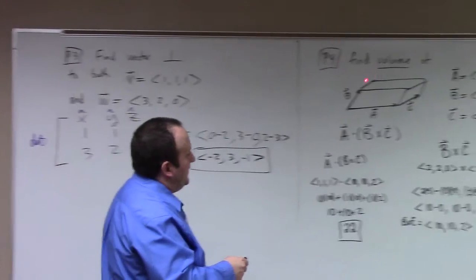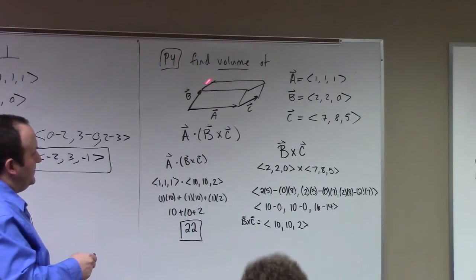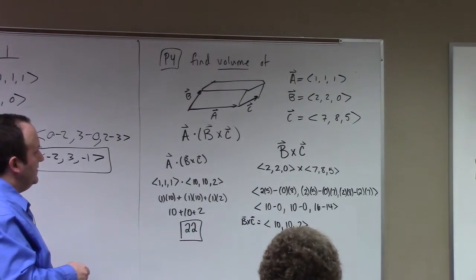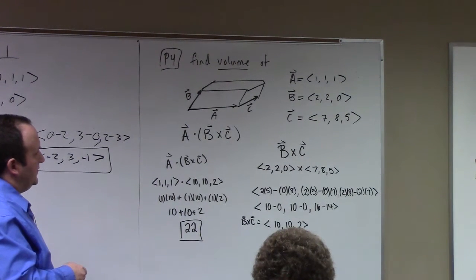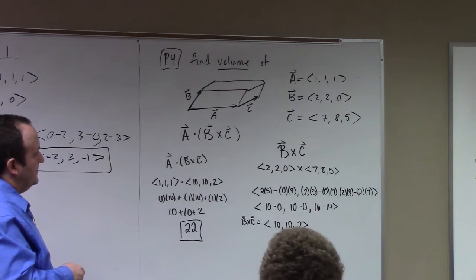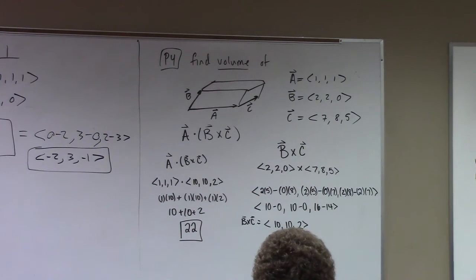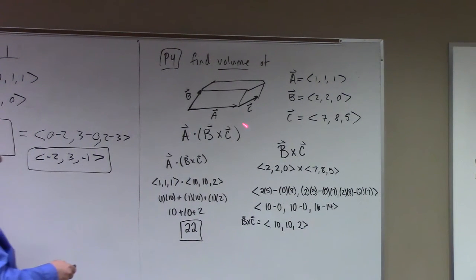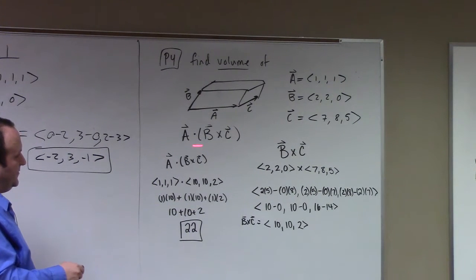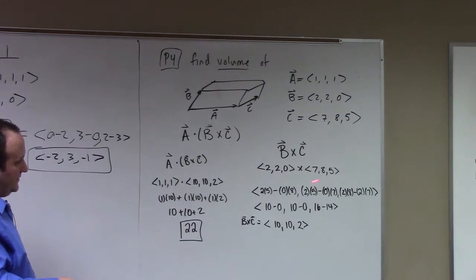Next, I asked you to find the volume of this parallelepiped with sides A, B, C as pictured. It's kind of supposed to be a parallelepiped. It's not quite right, but you got the idea. Use your imagination. And so yes, the triple product is the tool for the job here, and so you calculated that. First of all, you figured out that B cross C is equal to 10, 10, 2.